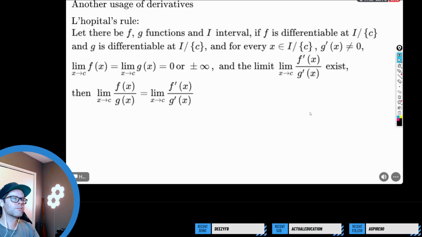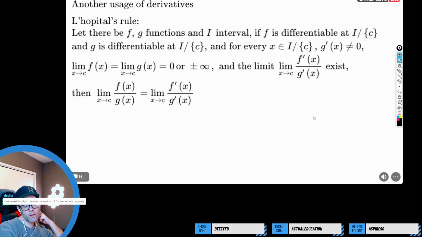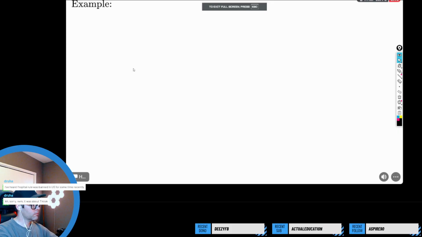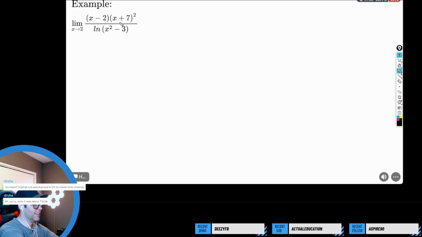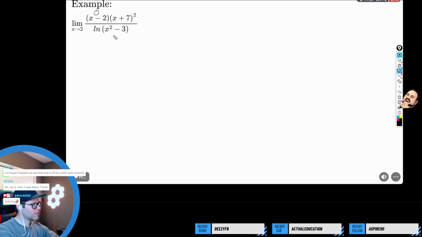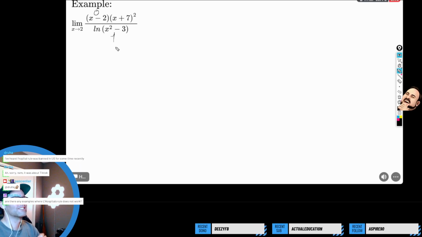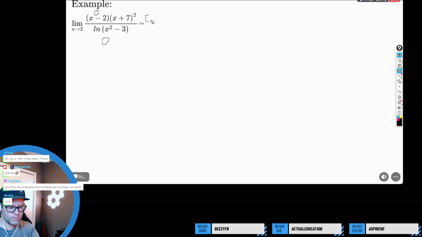Now, I will not prove it. I forgot something; we'll prove it next week, I think. But we can use an example in here. For example, with this function, if we try to plug in 2, we can see that this is 0, and this is the natural logarithm of 1, which is 0. So we end up having 0 divided by 0, which is not good.